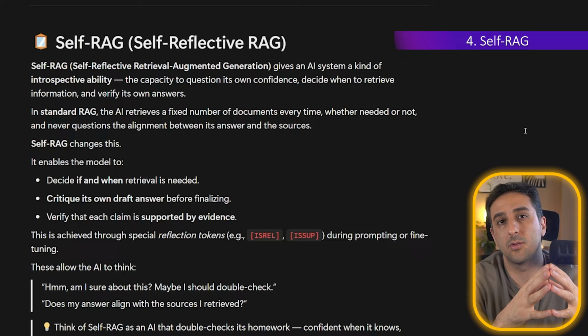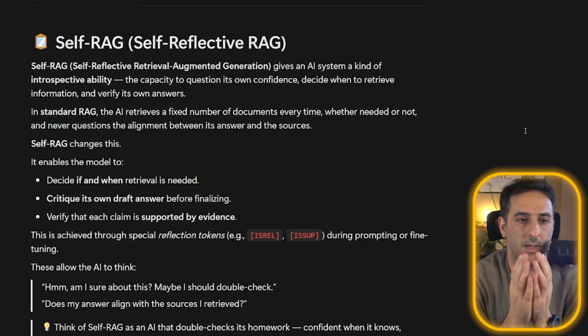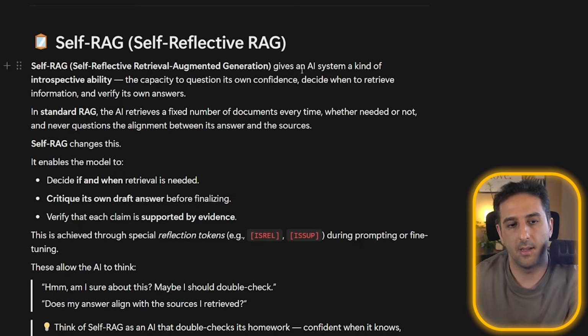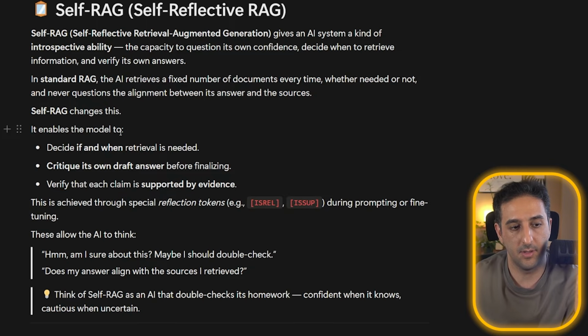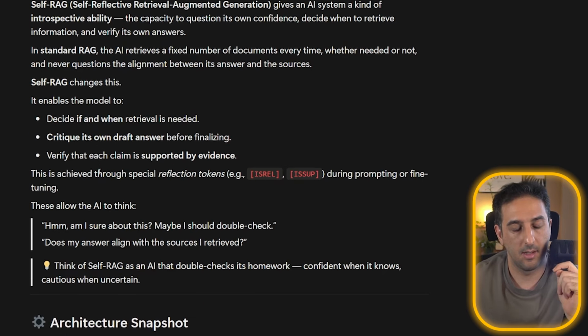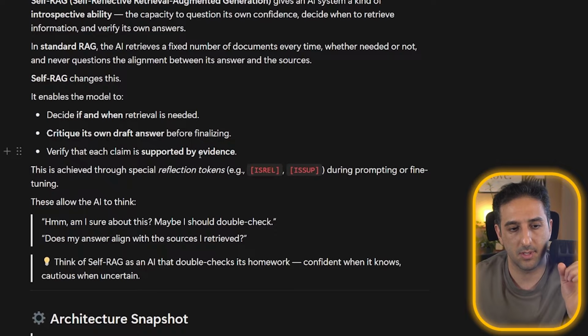Self-RAG also tries to solve the original issue that I raised in a standard RAG, but from a different perspective. Self-RAG gives an AI system a kind of introspective ability, the capacity to question its own confidence, decide when to retrieve information, and verify its own answers. In a standard RAG, the AI retrieves a fixed number of documents every time, whether needed or not, and never questions the alignment between its answers and the sources. Self-RAG changes this. It enables the model to, first, decide if and when retrieval is needed. Then, critique its own draft answer before finalizing.